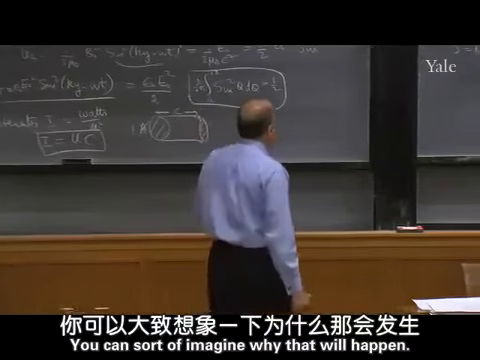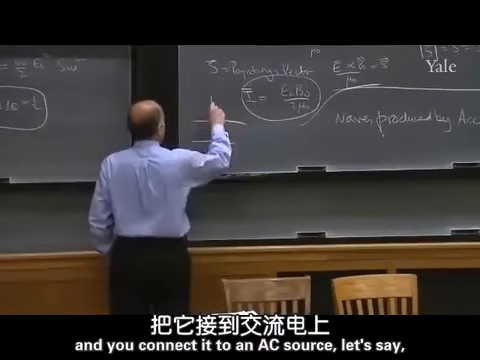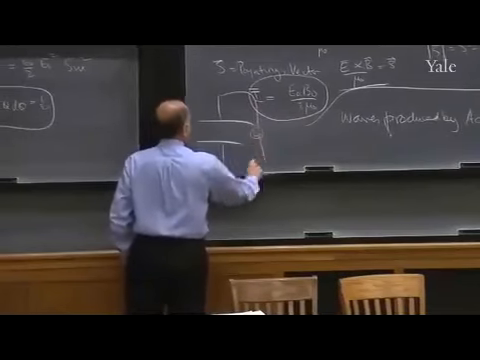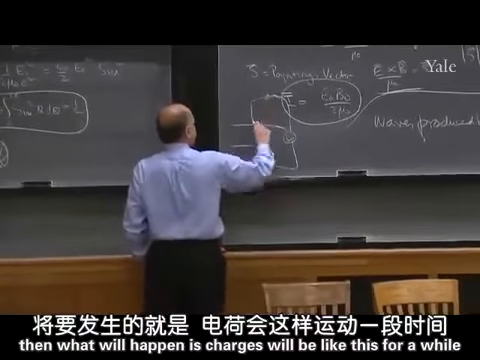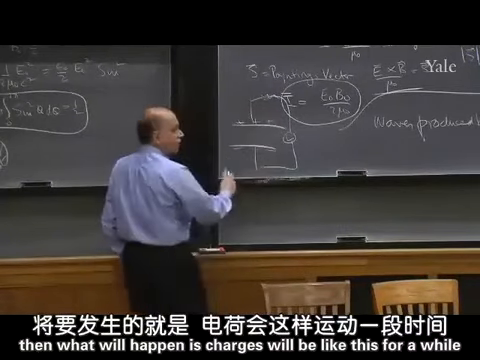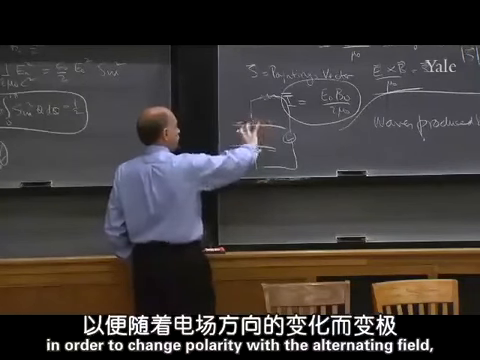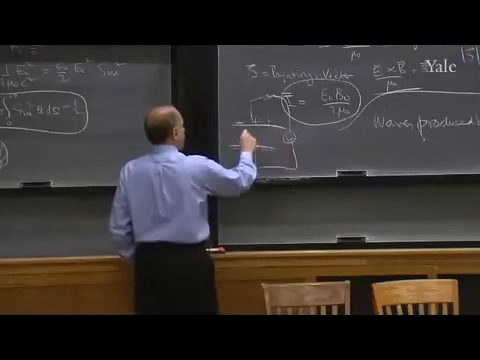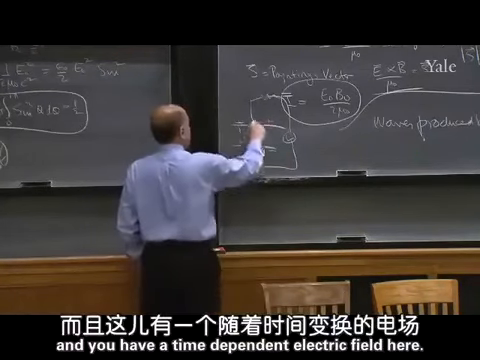You can sort of imagine why that will happen. If you took a capacitor plate and connected it to an AC source, let's say, with other things to keep it from burning out, then charges will be like this for a while. Then they have to go back and forth in order to change polarity with the alternating field. Therefore, the charges are going back and forth. Then you have a time-dependent electric field here.